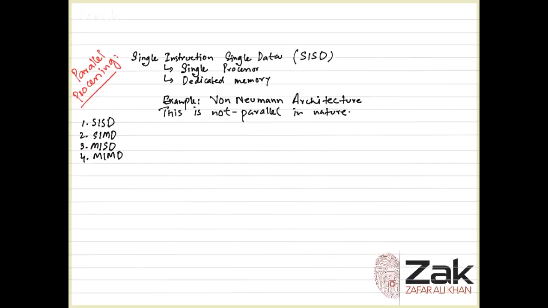Mind one thing: other than this topic, every single topic throughout the syllabus is actually considering one processor at a time. Just this topic is considering multiple processors at a time. So there are multiple forms of this parallel processing. First is single instruction, single data.